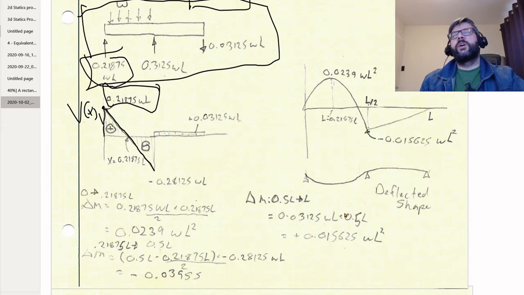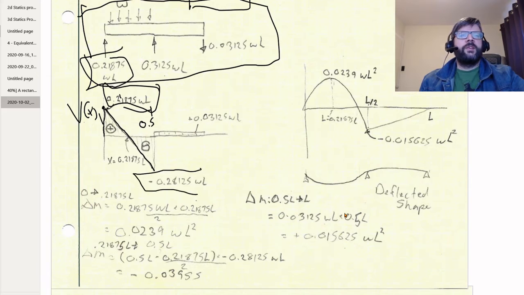And we slant downwards at a rate of negative W per unit L, not per meter. And that continues for half L. So the difference between here and here needs to be 0.5 L. So this value minus 0.5 gives us that value here.